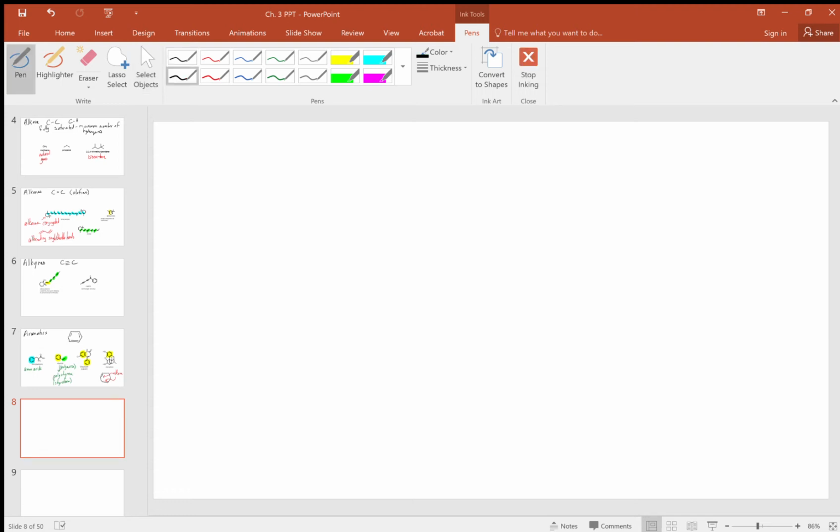So now we move on to our next set of functional groups. Our next set of functional groups are those where we're going to have carbon single bonded to an element that's not carbon. And so we're going to start with alkyl halides.